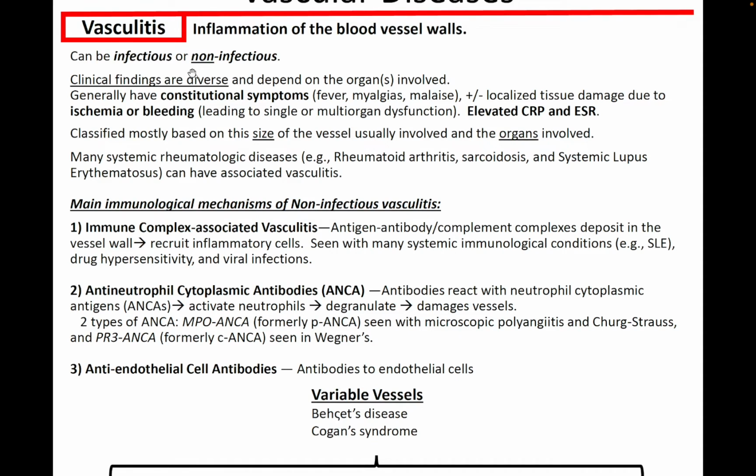Generally, you'll have constitutional symptoms such as fever, myalgias, malaise, with or without localized tissue damage due to ischemia or bleeding, leading to single or multi-organ dysfunction with an elevated CRP and sed rate. These are classified mostly based on the size of the vessel involved and the organs involved.